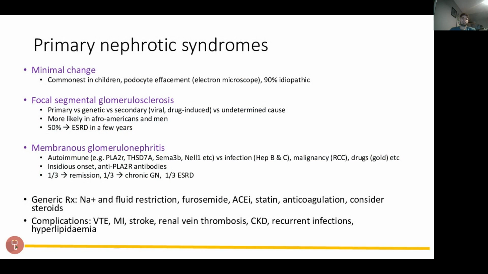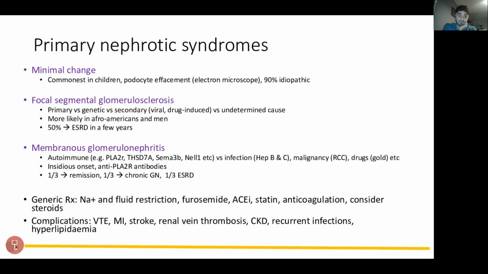Now, to be honest, I didn't think I knew much more than this slide for my finals on nephrotic syndromes. Minimal change disease is the commonest glomerulonephritis in children. You get podocyte effacement seen in an electron microscope, whilst in a light microscope you don't see anything, and 90% are idiopathic. Focal segmental glomerulosclerosis can be split into primary versus genetic versus secondary versus undetermined.